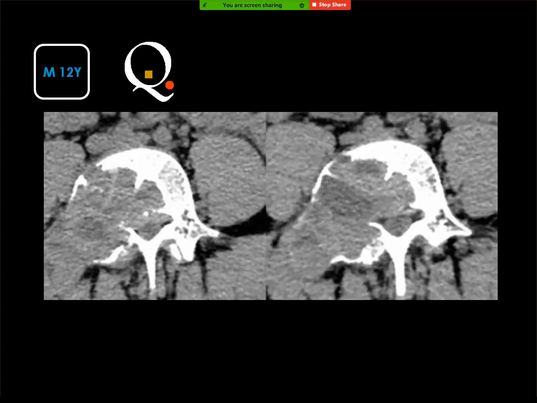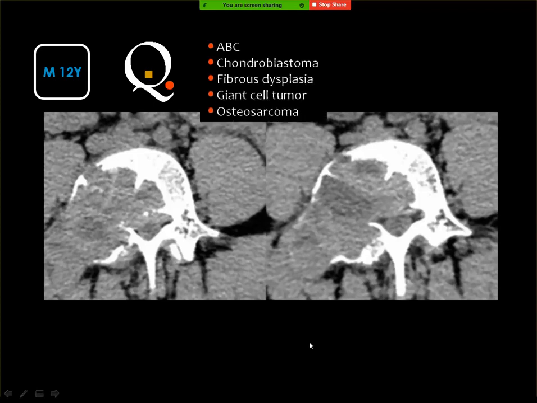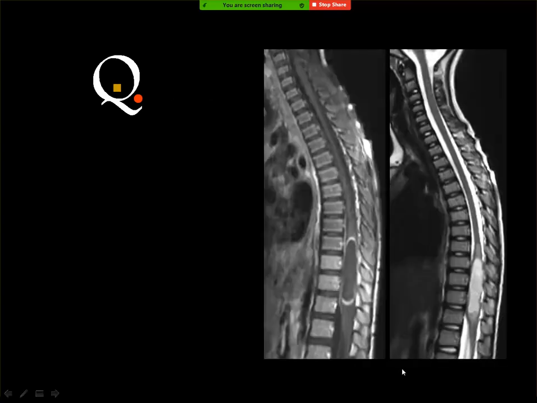Then what do you think of this? Osteoblastoma. Okay, this is a patient 12 years old with an expanding lesion with fluid levels. Yes, fluid level, aneurysmal bone cyst. Chondroblastoma, fibrous dysplasia, giant cell tumor, osteosarcoma. Aneurysmal bone cyst is the diagnosis, because if you look carefully you can see some fluid levels inside the lesion, which are almost diagnostic of aneurysmal bone cyst.